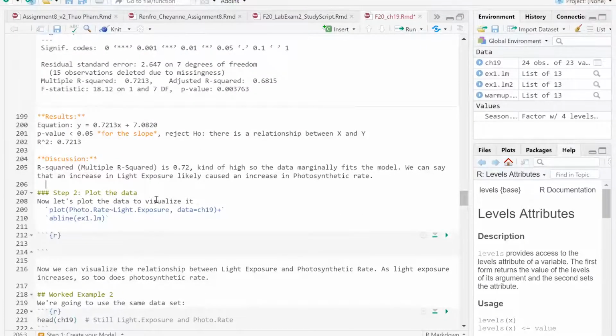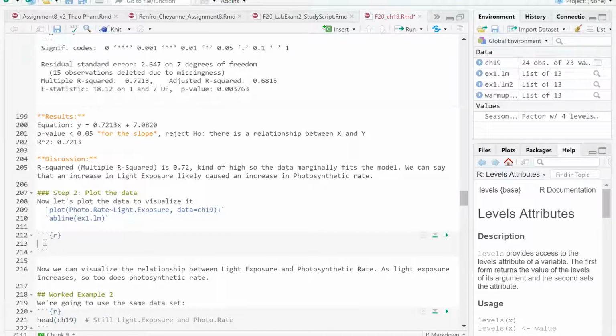So let's go through the discussion. Our R squared is 0.72, so it's kind of high. The data somewhat well fits the model, and there's a little bit of variation still around the data. We can say that an increase in light exposure likely caused an increase in photosynthetic rate. But let's look at the figure actually to make that relationship a little bit clearer.